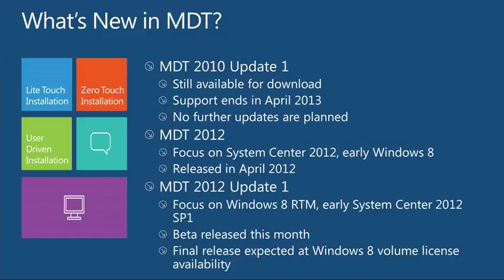Now then we moved on to MDT 2012 Update 1. The focus for that one was Windows 8 RTM and also to get ready for Configuration Manager SP1. Now I know that says that the beta released this month. Well, that was as of a few weeks ago, when these slides were actually submitted. But it has been released now. It came out on August 16th. And you can use that now to deploy Windows 8 RTM as well as all the other older operating systems. So we didn't take anything away with MDT 2012 or Update 1. We just added support for the newest releases of Windows and the newest versions of System Center.